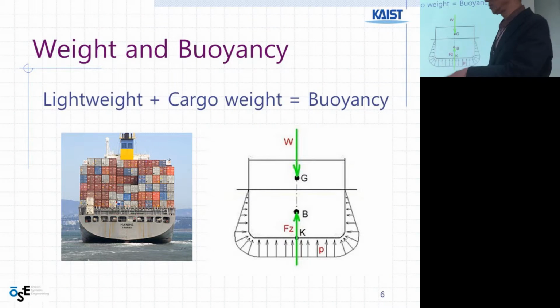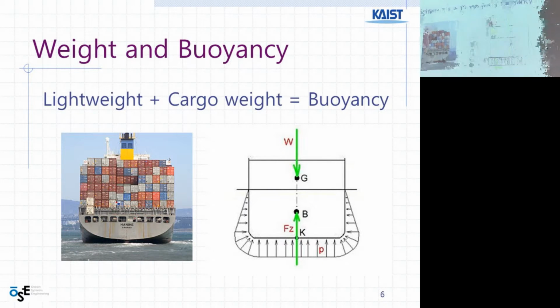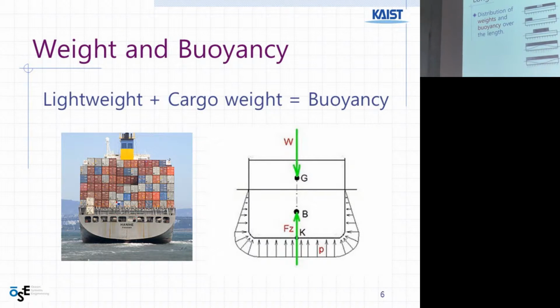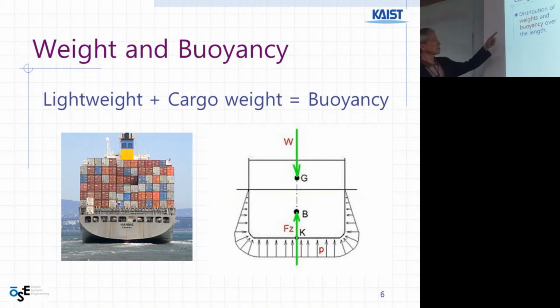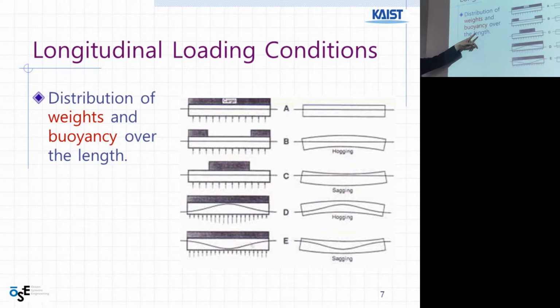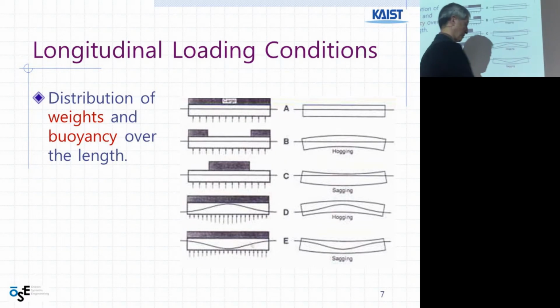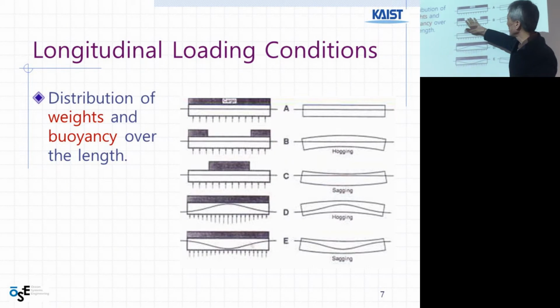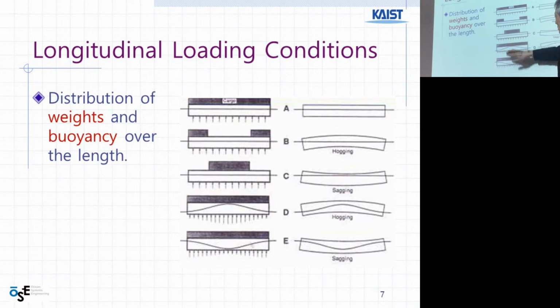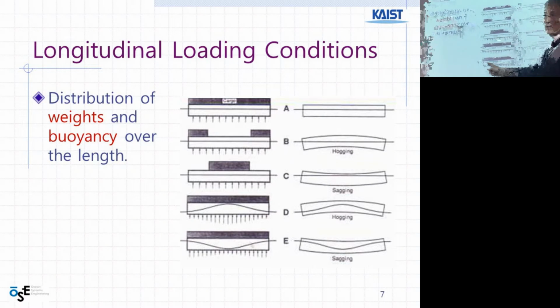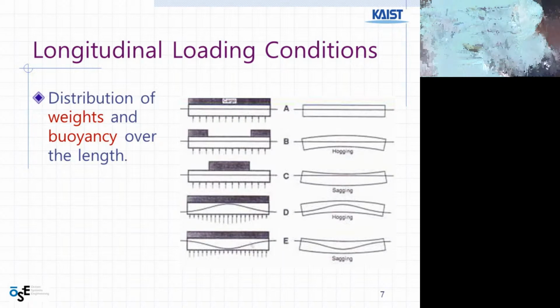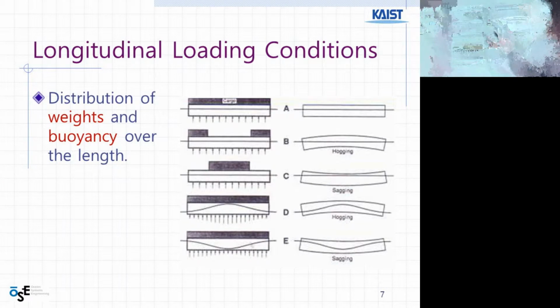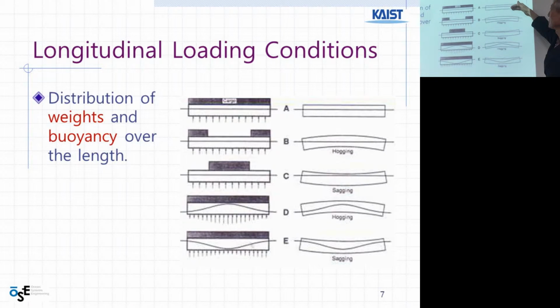The dynamics gives you equilibrium conditions, or the equation of equilibrium. Loading condition: the distribution of weight and buoyancy over the length. This is a very simple one. Sometimes there is an evenly distributed load of cargo, and sometimes an uneven distribution of cargo in this way or in this way. And also the wave is coming in this way or in this way. So buoyancy changes, and weight also changes. So many cases, right? This is the simplest, steady one.